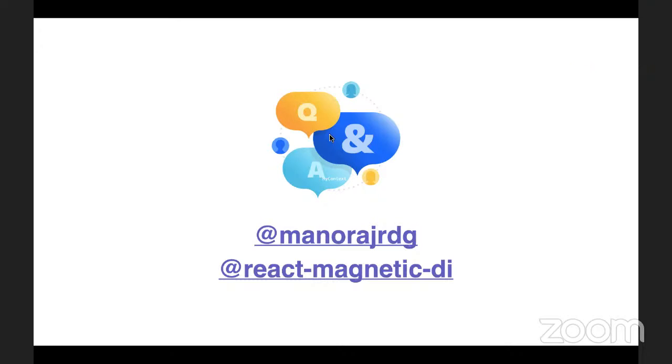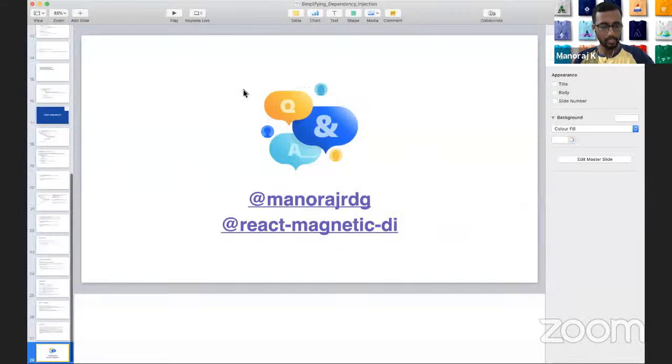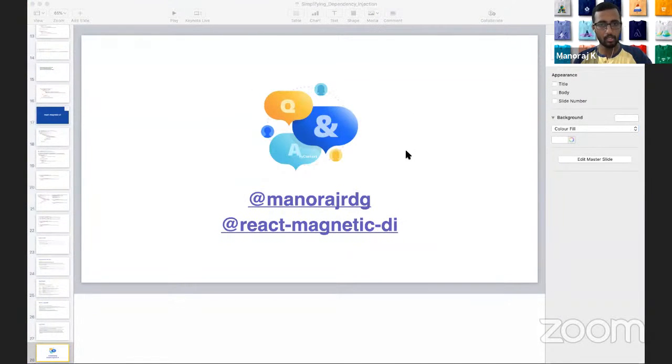Hi Manoj, we have one question in the chat. From the code perspective, how does the selective injection work in a tree of several lines of code? Thanks for asking, Rangaswamy. I'm really sorry that I didn't cover this. I will quickly try to open the React Magnet DI repo.